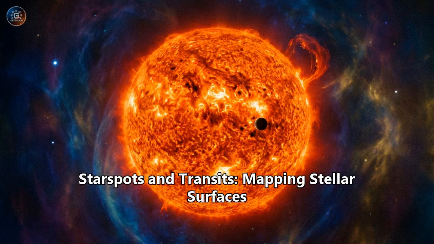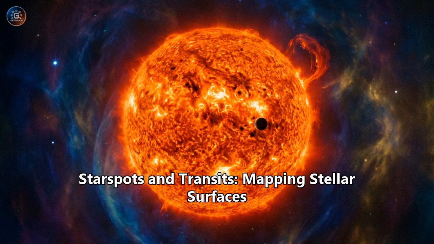Today we are going to accomplish the impossible. We are going to travel light years away from Earth, zoom in on stars that appear as nothing more than pinpricks of light in our most powerful telescopes, and we are going to map their surfaces in high resolution. We are going to look at sunspots, giant polar storms, and magnetic bands on stars that we can technically never see. This sounds like science fiction, or perhaps magic, but it is actually one of the most sophisticated and rapidly evolving fields in modern astrophysics.